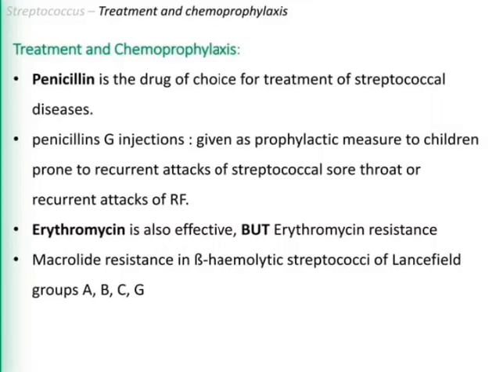Treatment and chemoprophylaxis. Penicillin is the drug of choice for the treatment of streptococcal disease. Penicillin G injection is given as a prophylactic measure to children prone to recurrent attacks of streptococcal sore throat or recurrent attacks of rheumatic fever. Erythromycin is also effective, but erythromycin resistance will be there.